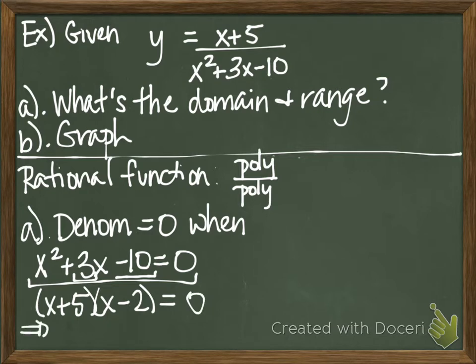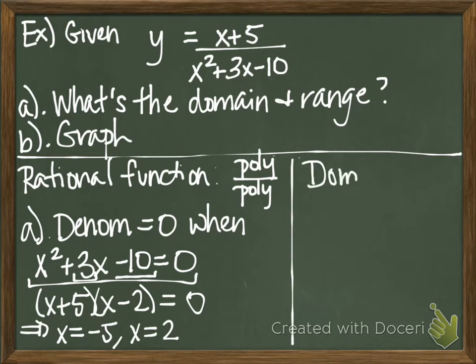So this is either going to be 0 when x + 5 is 0, which means that x is equal to -5. Or it'll be 0 when x - 2 is 0, which means that x is going to be equal to 2. Alright, so those are both numbers that are going to cause my denominator to be equal to 0. So those numbers cannot be in my domain. So that tells me that my domain is going to be all real numbers except -5 and 2.